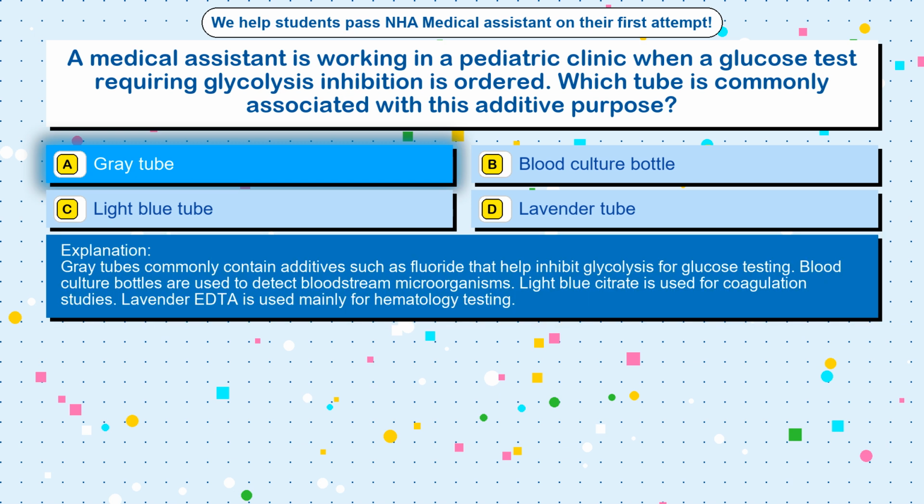Gray tubes commonly contain additives such as fluoride that help inhibit glycolysis for glucose testing. Blood culture bottles are used to detect bloodstream microorganisms. Light blue citrate is used for coagulation studies. Lavender EDTA is used mainly for hematology testing.